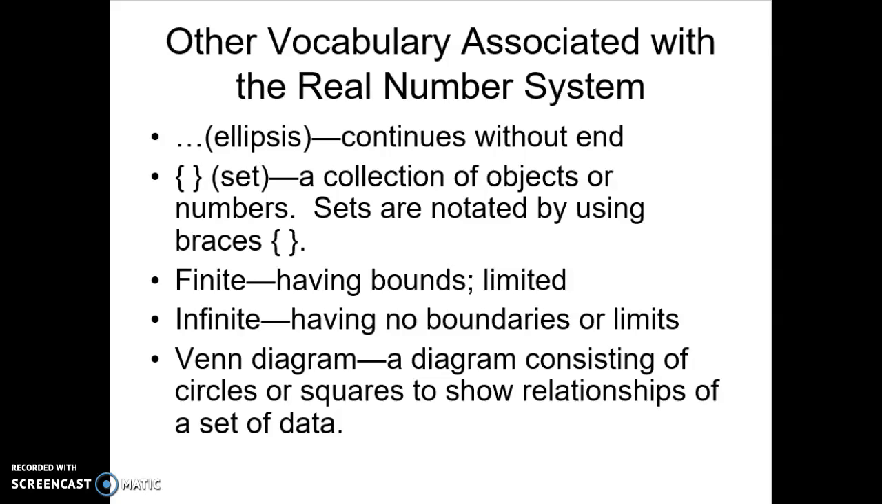And when you see that dot, dot, dot, that means that it's going to continue without end. So if you see a set of numbers written and then you see the dot, dot, dot, the ellipsis, that's what it's called mathematically, it just means that it goes on without end.